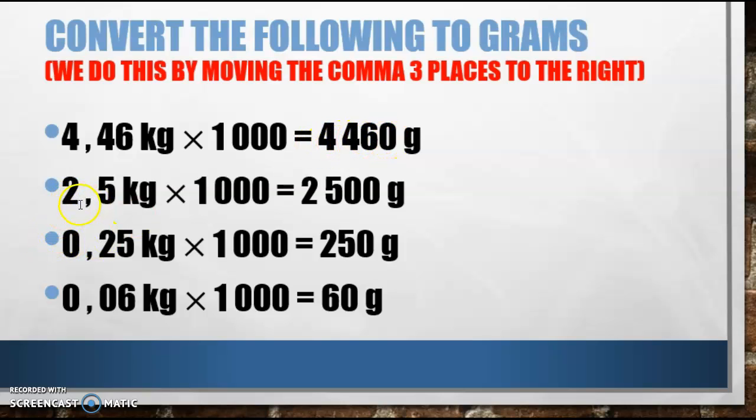Next, 2,5. Here is the comma. We move it 3 places to the right. 1, 2, and 3. So there are 2 places that had no number. We fill in zeros there. Your answer is 2,500 grams.